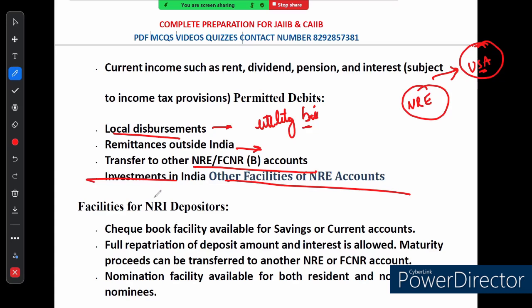The next thing is checkbook facility. NRI accounts often come with a checkbook, which you can use for payments and transfers within India. This is useful for making large payments or for situations where cash is not convenient.